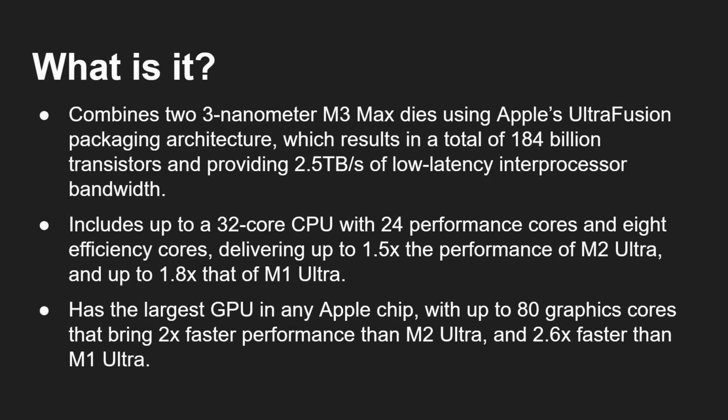So it's up to 80 GPU cores, which is 2 times faster than the M2 Ultra and 2.6 times faster than the M1 Ultra. So if you want a 32 core CPU with an 80 core GPU, this is the way to go.